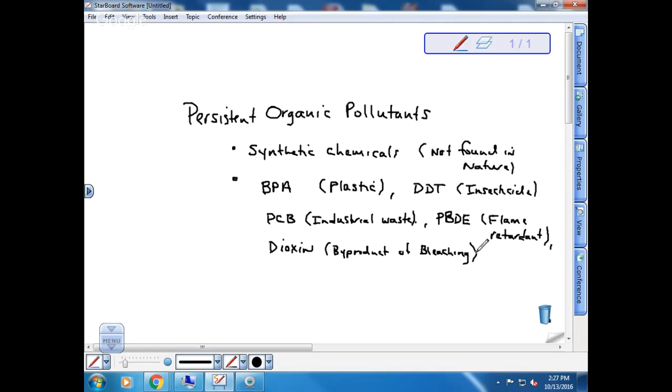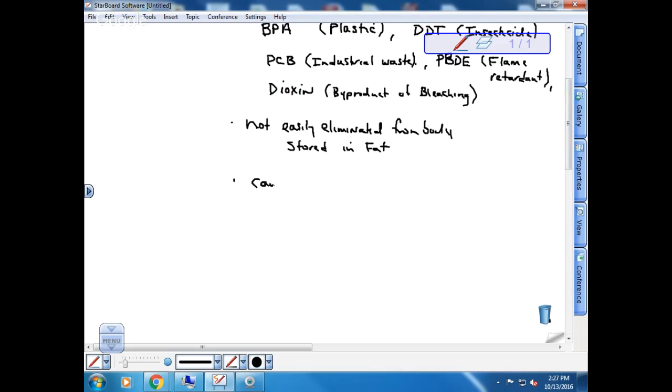So when we look at these, they're synthetic. They are not easily eliminated from the body. And so they're stored in fat. Females generally have lots of fat in their breast tissue, and so they can also be gotten rid of via the breast milk. So they can be found in breast milk.